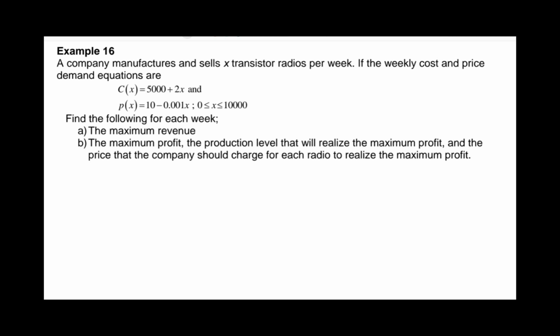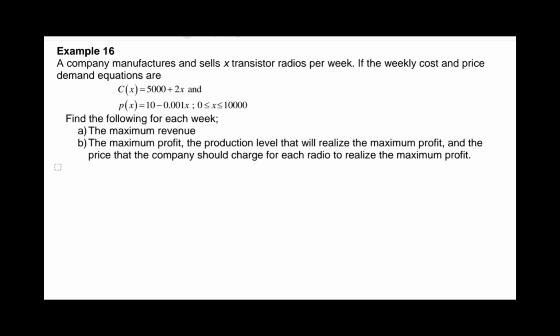Example number 16. A company manufactures and sells x transistor radios per week. If the weekly cost and price demand equation are given as below, find the following for each week. For question A, the maximum revenue, and question B, the maximum profit, the production level that will realize the maximum profit, and the price that the company should charge for each radio to realize the maximum profit.